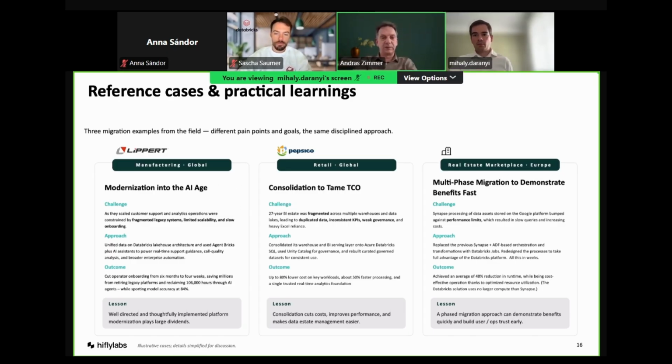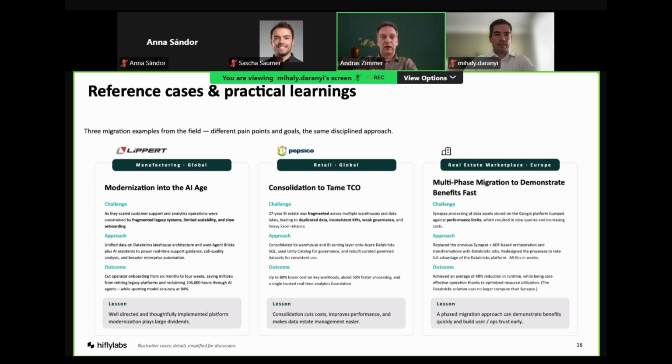Okay, I will. So Lippert modernized their platform into the AI age. Their goal was to make the onboarding of their helpdesk operators a lot faster, and their problem was that their legacy systems were very fragmented and were not very scalable. And through a very well designed and thoughtfully implemented platform modernization, they cut the operator onboarding time from 6 months to 4 weeks, which is a lot, especially at helpdesk operations, where the churn or the people turnover is very high. So it's a lot of efficiency there, and they saved a lot of money by being able to retire the fragmented legacy platforms.